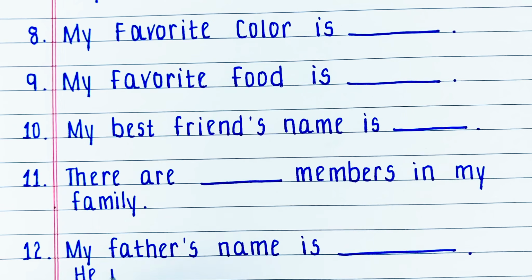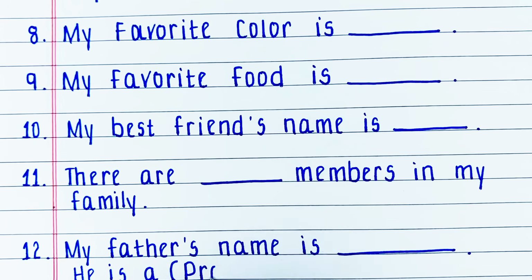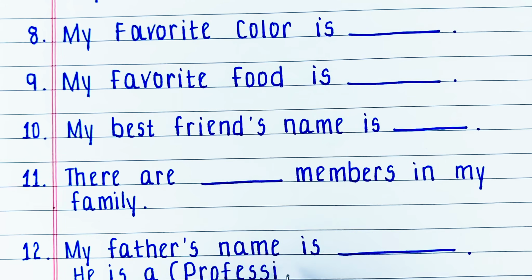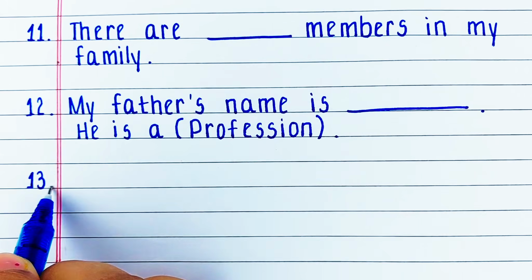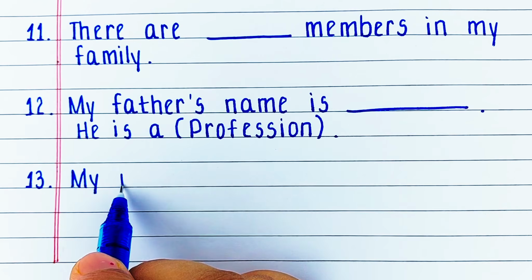Next line: My father's name is dash and he is a dash. Here, firstly you will write the name of your father, mention the full name of your father, and secondly you have to mention his profession like teacher, engineer, officer, etc.